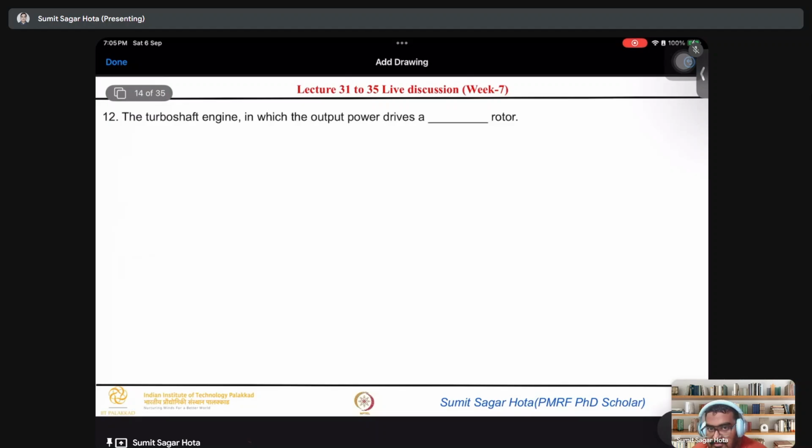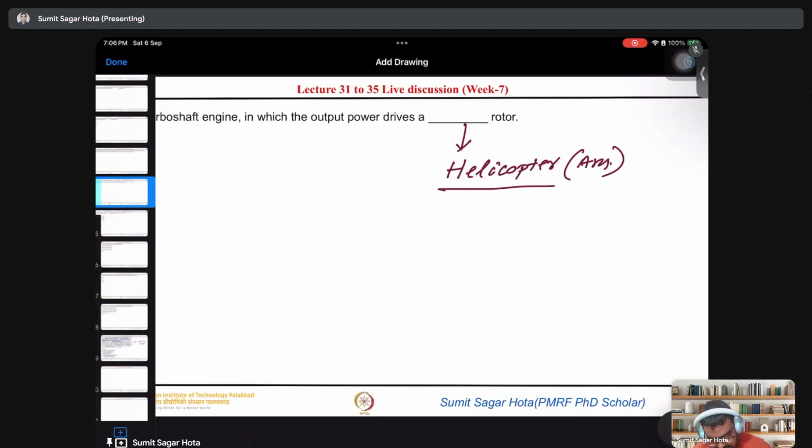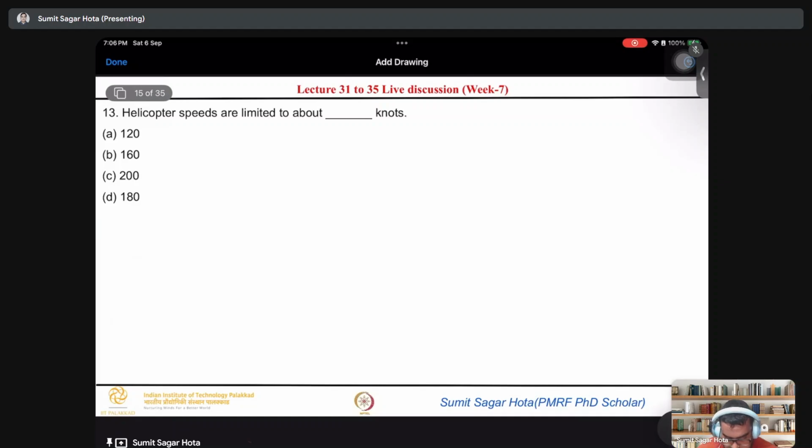In a turboshaft engine, the output power drives a dash rotor. It's a helicopter rotor. Helicopter speeds are limited to about dash knots. It's 160 knots.